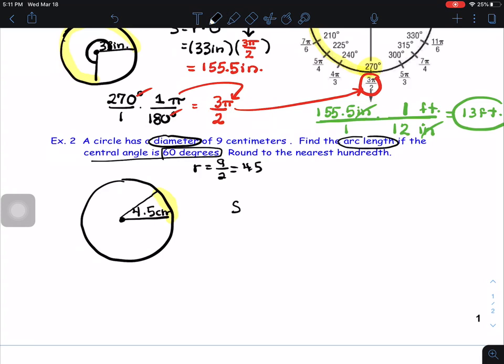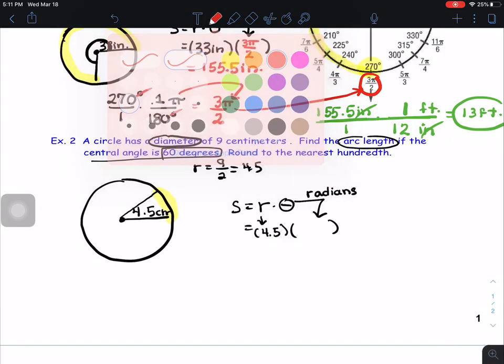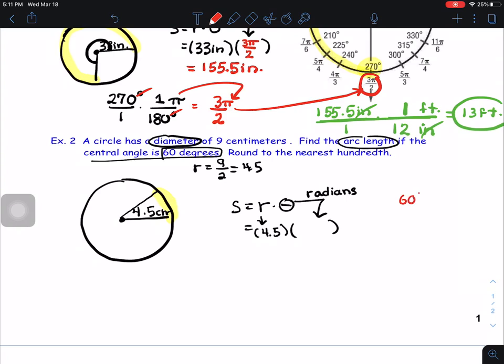And so I'm going to use my arc length formula, S equals R theta. I'm going to plug in for the R, the radius, okay, not the diameter. And then I'm going to plug in for the theta symbol, the angle, but it has to be in radians. Okay, notice in this problem, they gave us the angle, but they gave it to us in degrees. So off to the side, I'm going to convert from degrees into radians, okay?